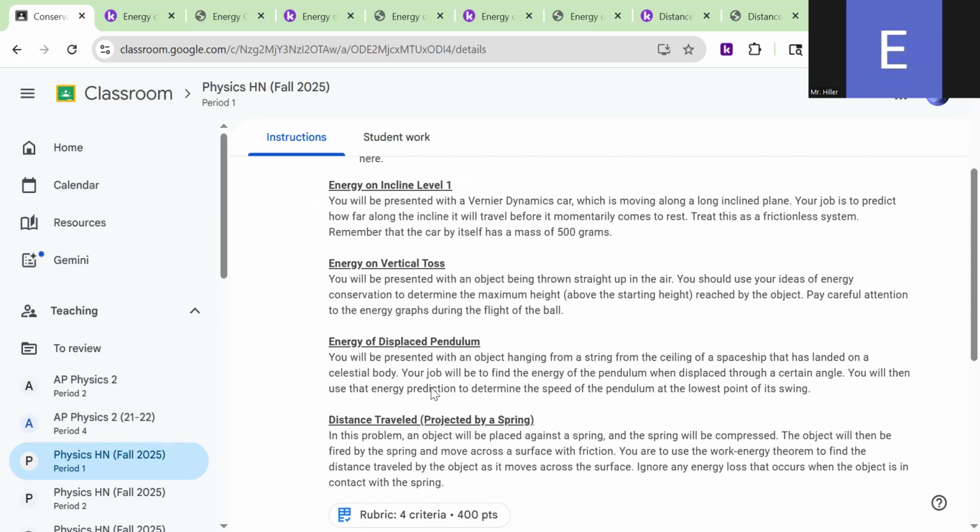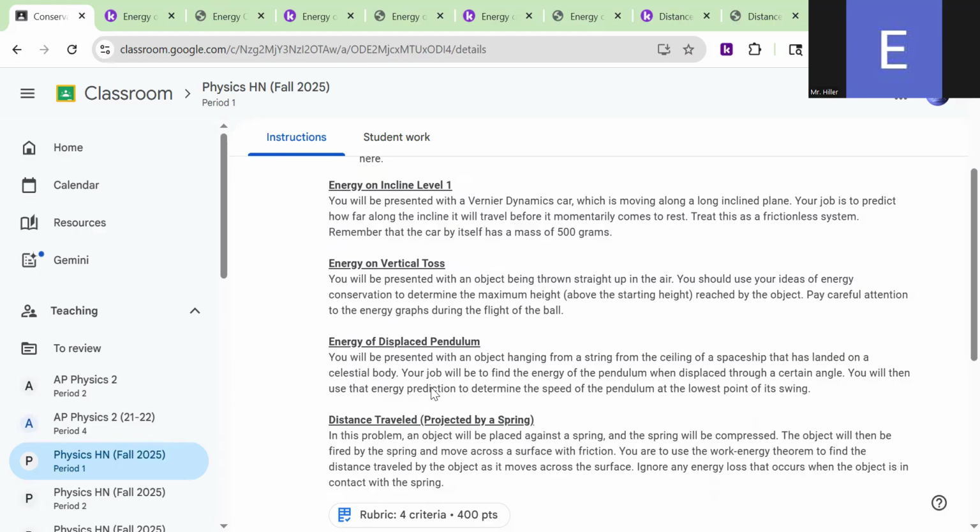The four problems are going to be energy on an incline, level one, energy on a vertical toss, energy of a displaced pendulum, and then finally, distance traveled projected by a spring. So we're going to have a spring-loaded mass. It's going to be fired by the spring, and it'll be moving an object on a rough surface that will eventually slow down due to friction. So let's go ahead and begin.